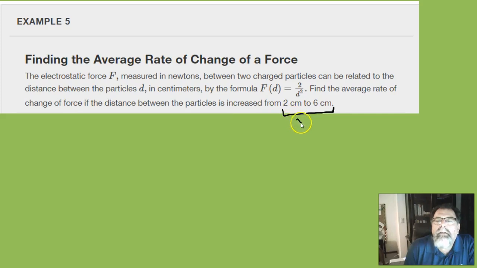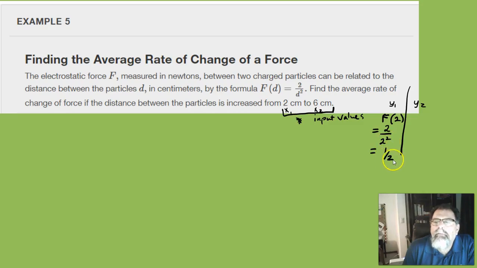So those are our x values, or input values. So this would be my x sub 1, and this would be my x sub 2. And then just like the previous one, we got to figure out what y sub 1 and y sub 2 are. So you plug in the 2 into the formula. So f of 2, that's going to be 2 over 2 squared, which is 2 over 4, which reduces to 1/2.